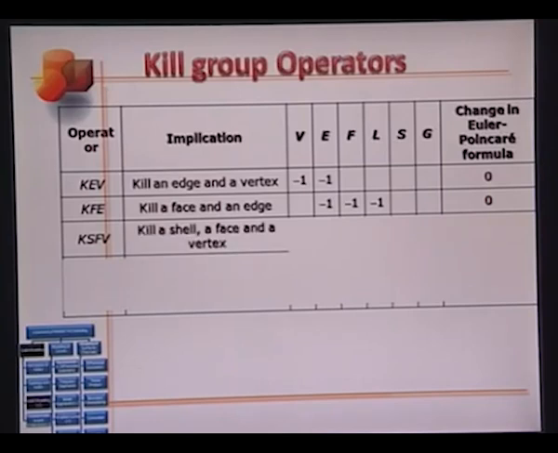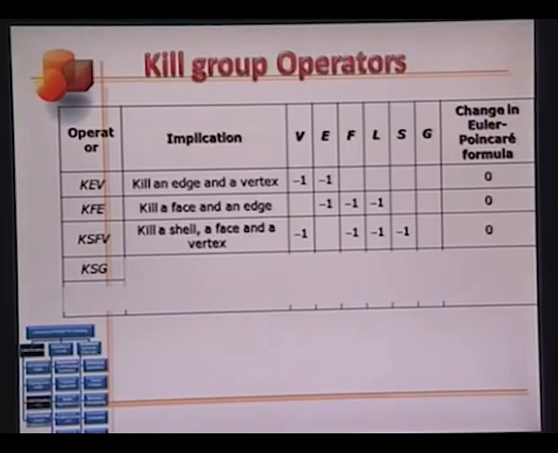The third one, KSFV, kill a shell, a face and a vertex. The number of vertices decrease by 1, the number of faces decrease by 1, and so does the number of loops. The number of shells decrease by 1. No change in the Euler-Poincare formula.